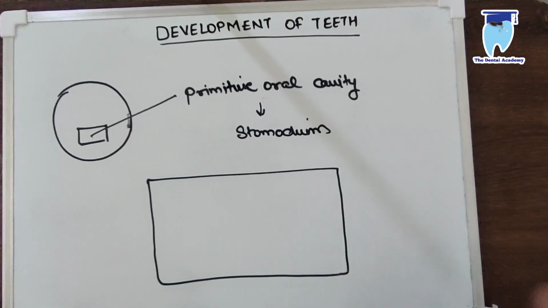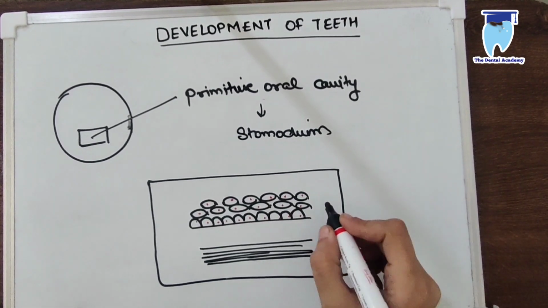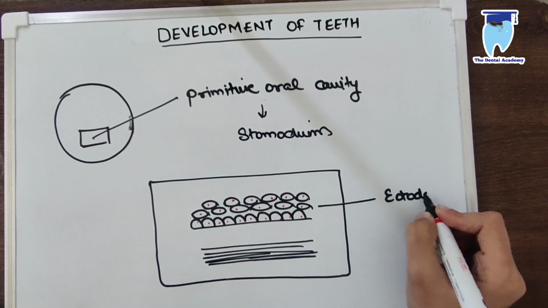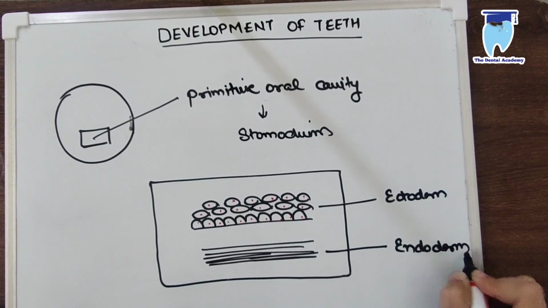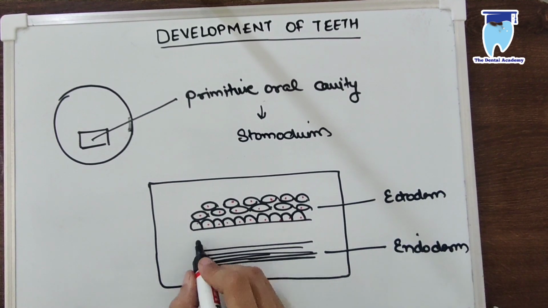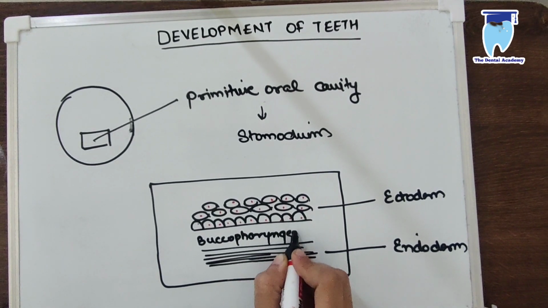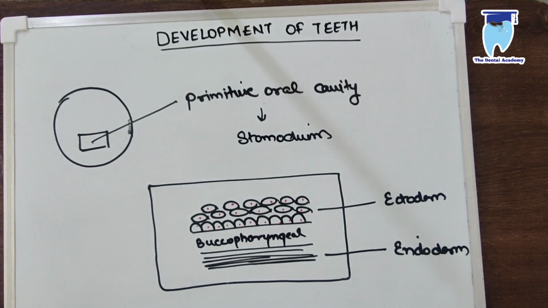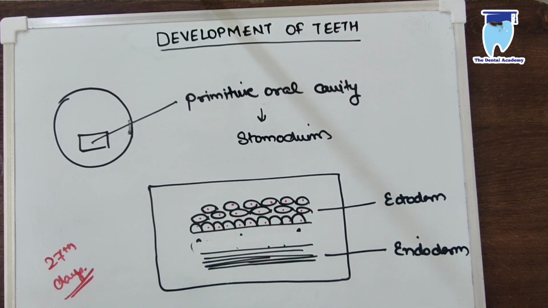इसके अंदर हमारे पास दो layers होती हैं and those two layers are the upper one, the ectoderm, and the lower one, the endoderm. जो ectoderm होती है which is connected with the endoderm with the membrane known as the buccopharyngeal membrane. This buccopharyngeal membrane on the 27th day of pregnancy ruptures, resulting in the contact of the endoderm to the ectoderm.